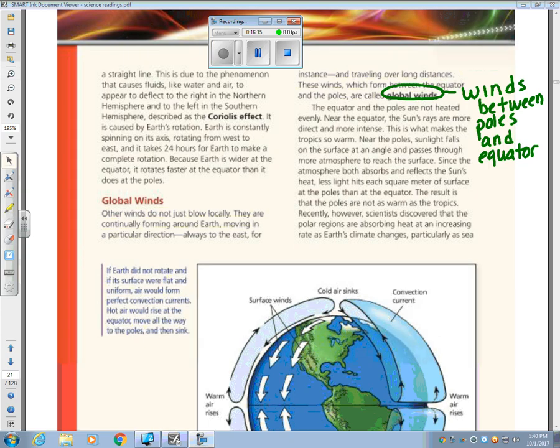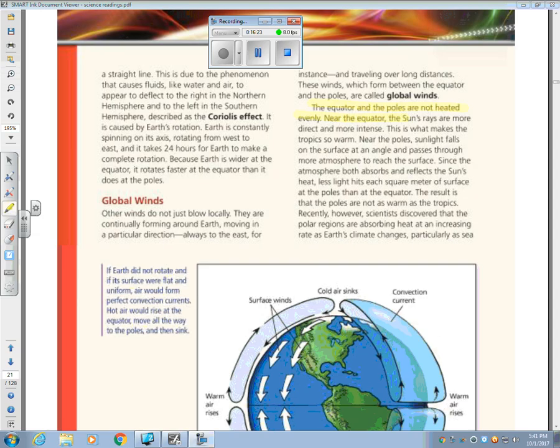The equator and the poles are not heated evenly. Near the equator, the sun's rays are more direct and more intense. This is what makes the tropics so warm. Near the poles, sunlight falls on the surface at an angle and passes through more atmosphere to reach the surface. Since the atmosphere both absorbs and reflects the sun's heat, less light hits each square meter of surface at the poles than at the equator. The result is that the poles are not as warm as the tropics.